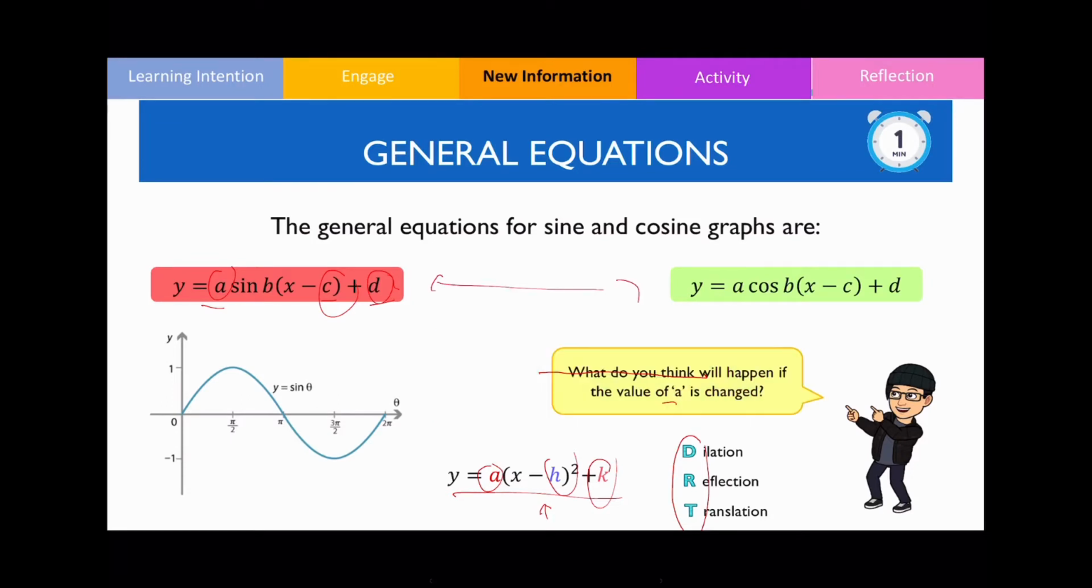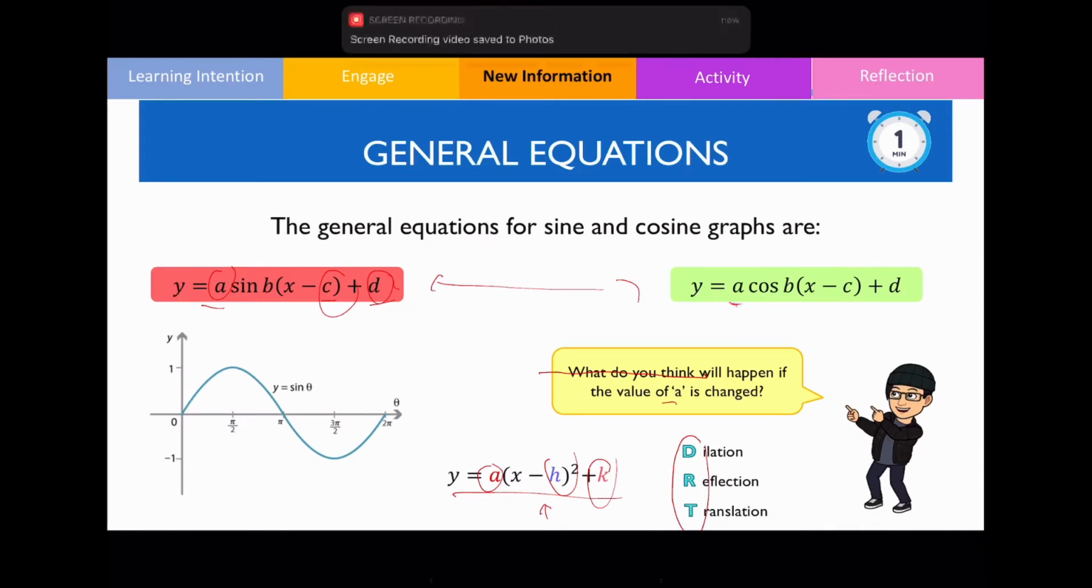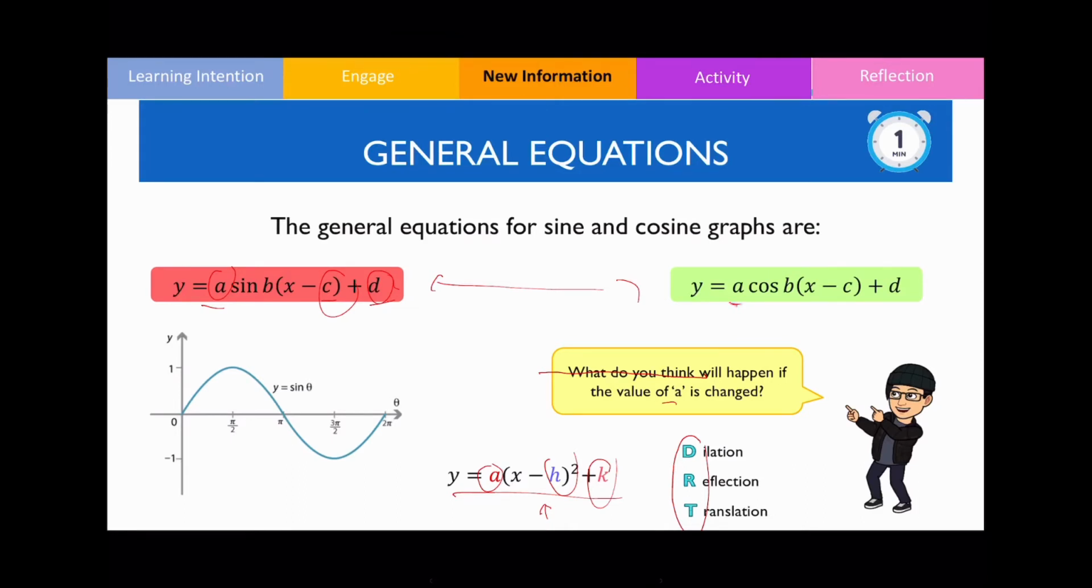So have a go and tell me, what do you guys think will happen if the value of A is changed? So what do you think A does to this graph? Does it change the size? Does it change the shape?